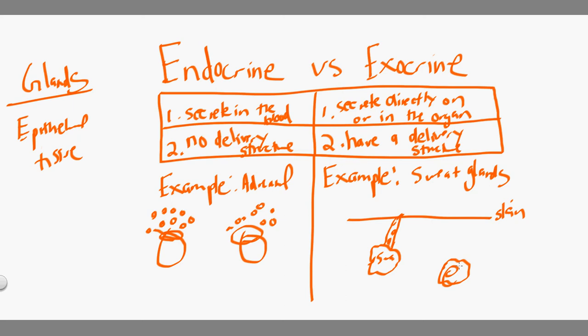Well, prostate gland is a bad example. But if you had another example that has a structure, this is the key there. If you have a structure, or if you have it delivering directly to the organ, that is an exocrine gland. If it's secreting into the blood, it's just sort of floating away, this is the endocrine gland.